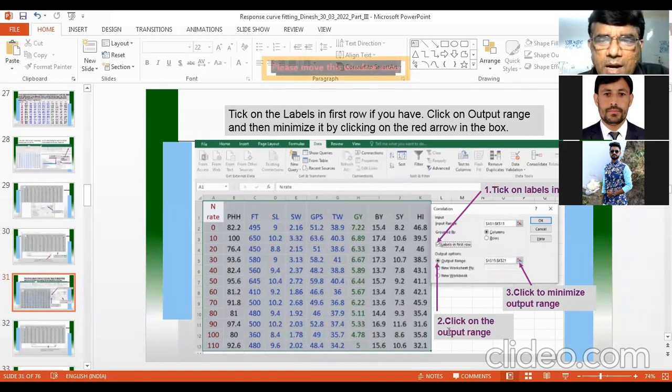Number 2, click on the output range. With the output range, you decide whether you want your result in the same Excel sheet or in a new worksheet. It depends on where you want to save your result. So 3 options are there. Normally people take the output range. So if you want the result on the same file and same page, choose output range, minimize it. Click here to minimize and click here to maximize.